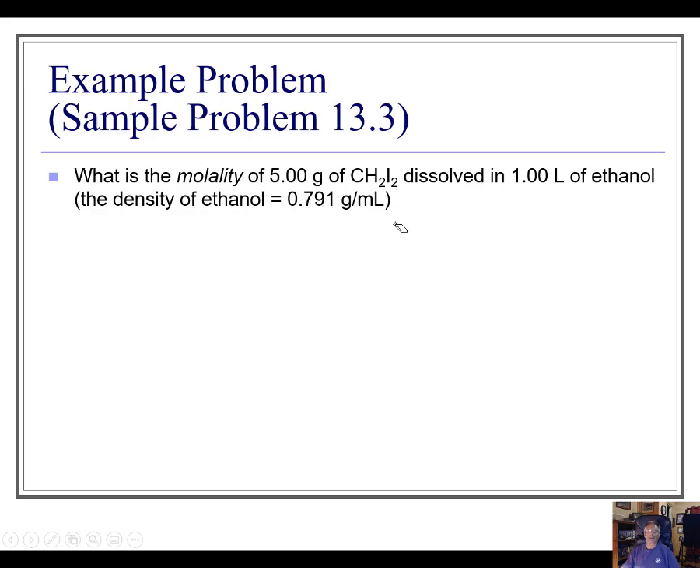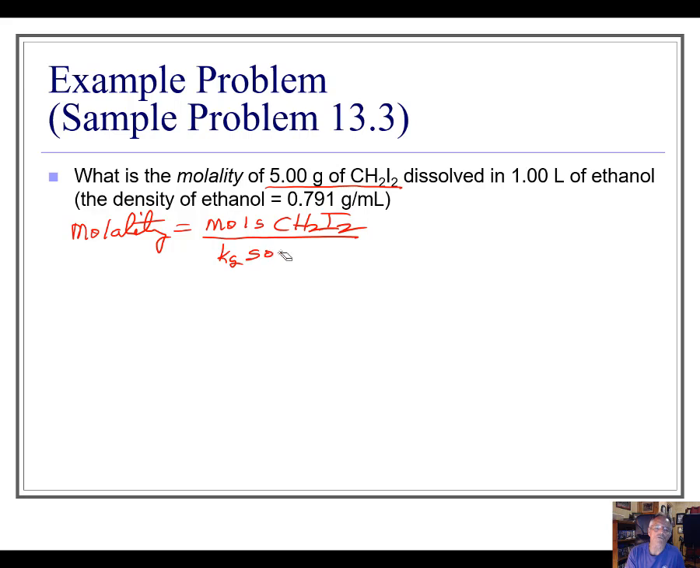The key for all of these is to define the units. So molality is what you're solving for. And this is going to be moles of this stuff, CH2I2. We're given grams of the stuff. So we're going to have to convert grams to moles, which we do by dividing by the molar mass. Here's the real issue. We need to have not liters of solution, but kilograms of solvent in the denominator.